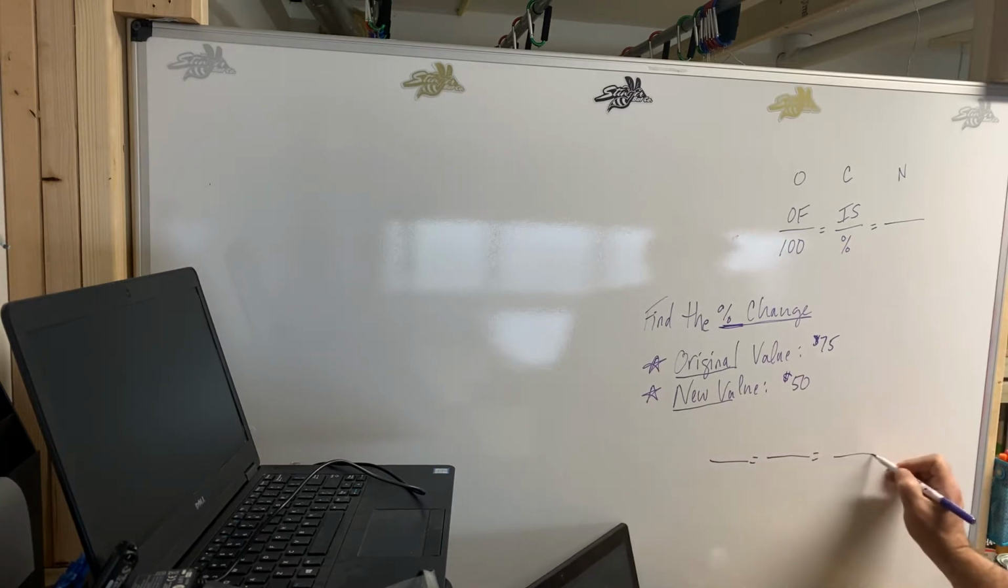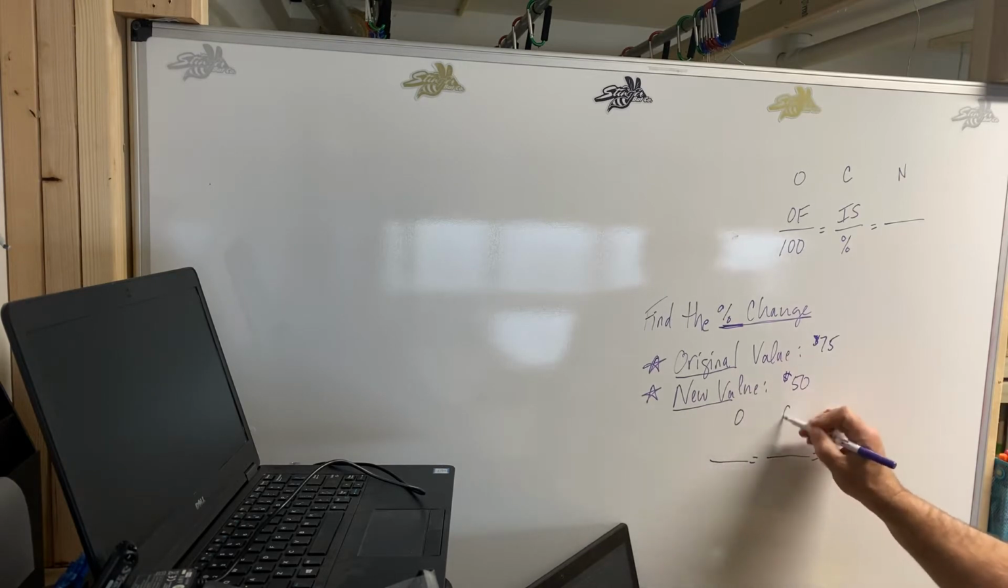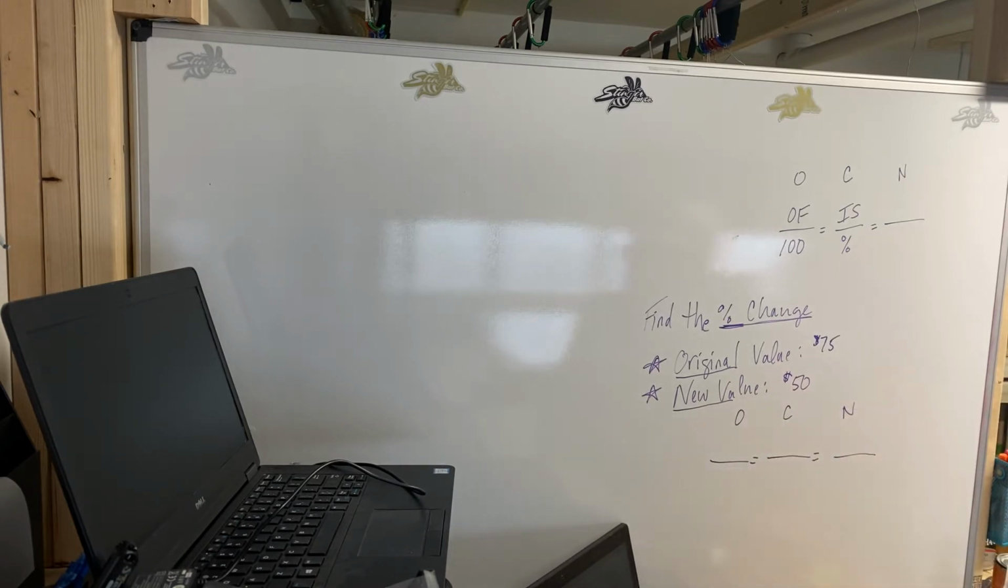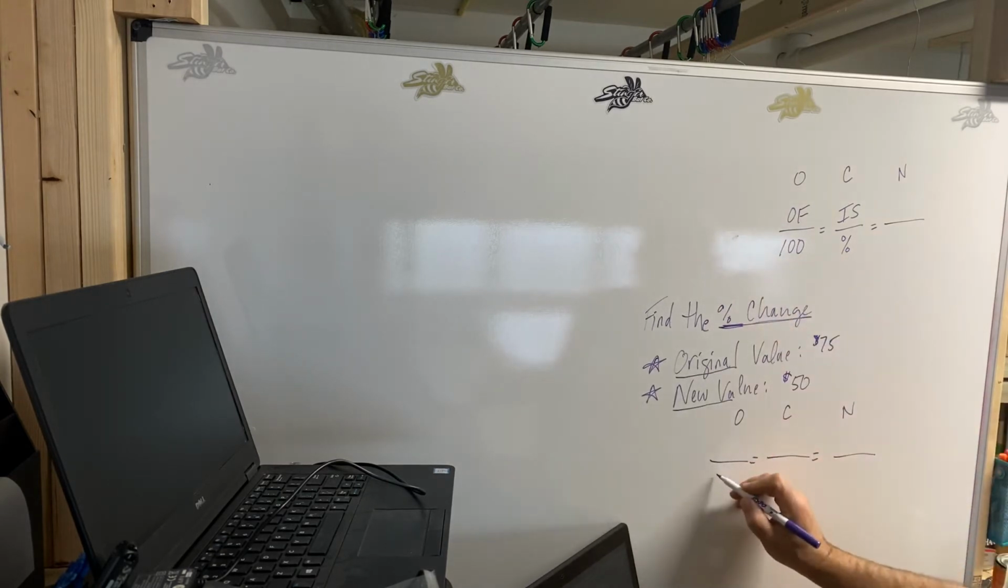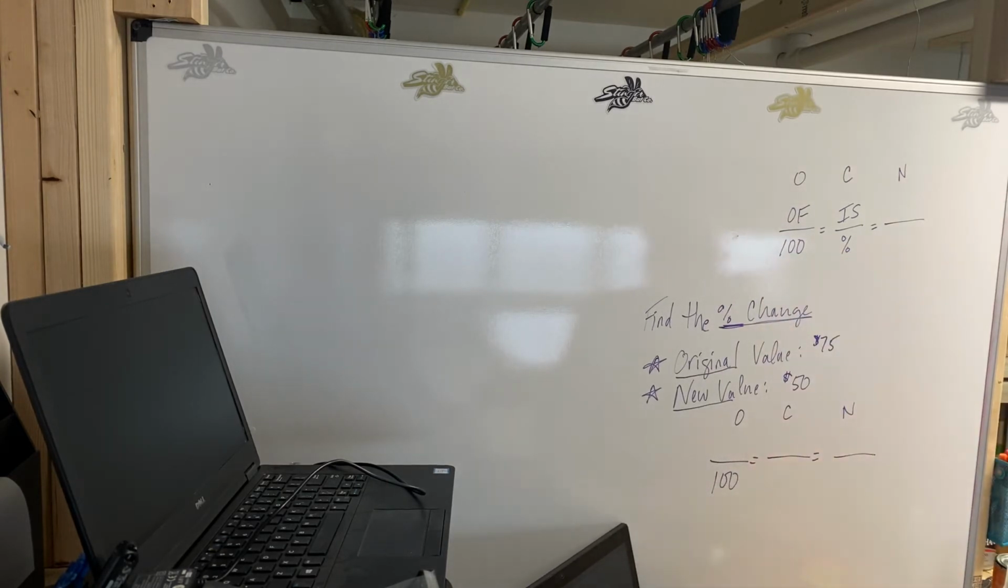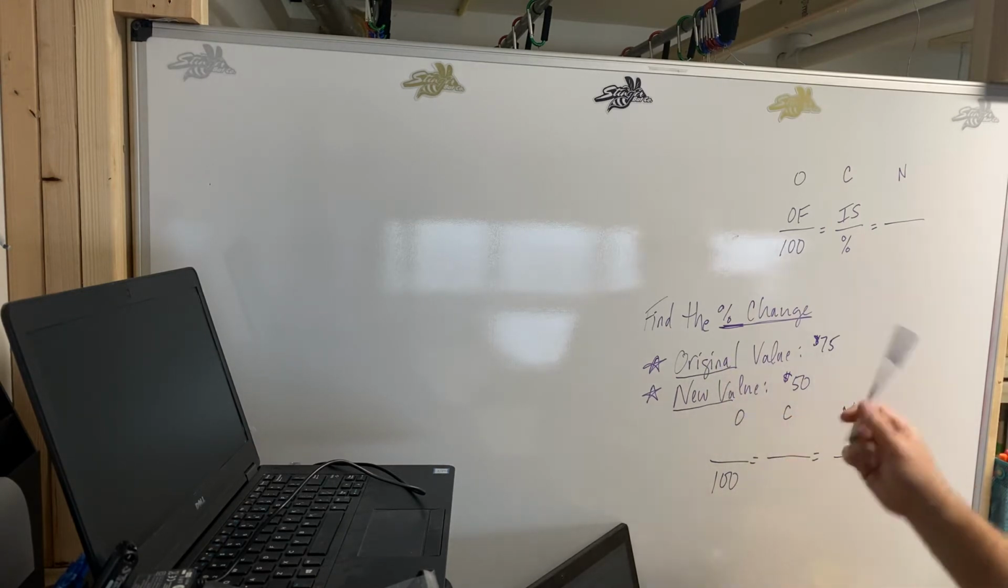And I like to write O, C, N above it because it helps me remember where things go. Okay? So, what do we remember from up here? 100 is always in our answer, or our proportion. So, 100 is going to go right there. So, let's take a look at some of the stuff we have. Original. Oh, original. 75.